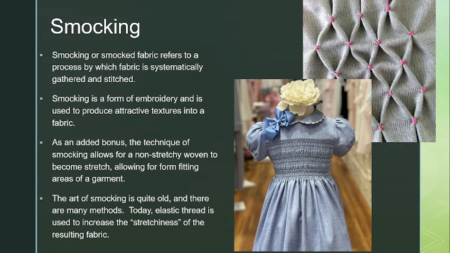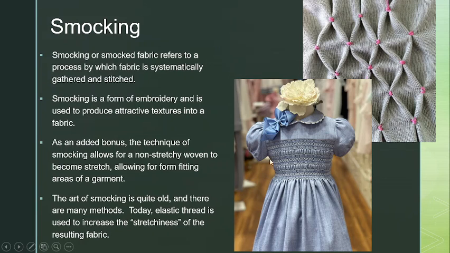Oftentimes, different patterns and methods are used in one garment, as is seen in this dress. Different stripes of smocking techniques are created that produce these different layers of texture. As an added bonus, the technique of smocking allows for a non-stretchy woven fabric to become stretchy. This allows for form-fitting areas of a garment.